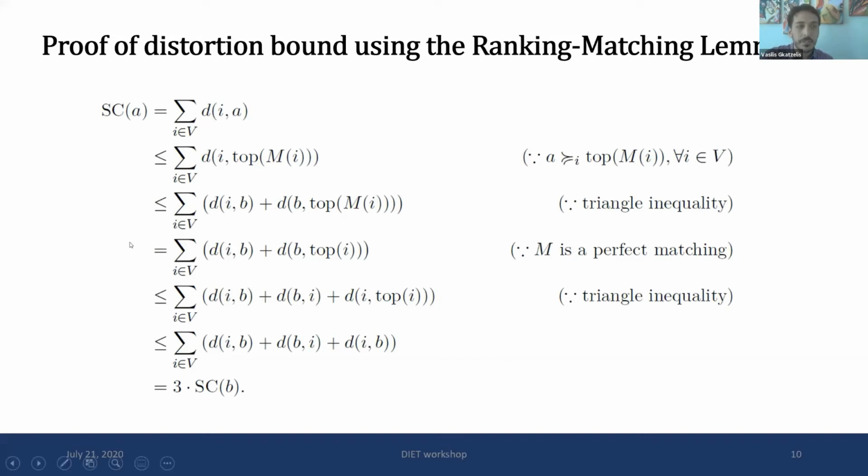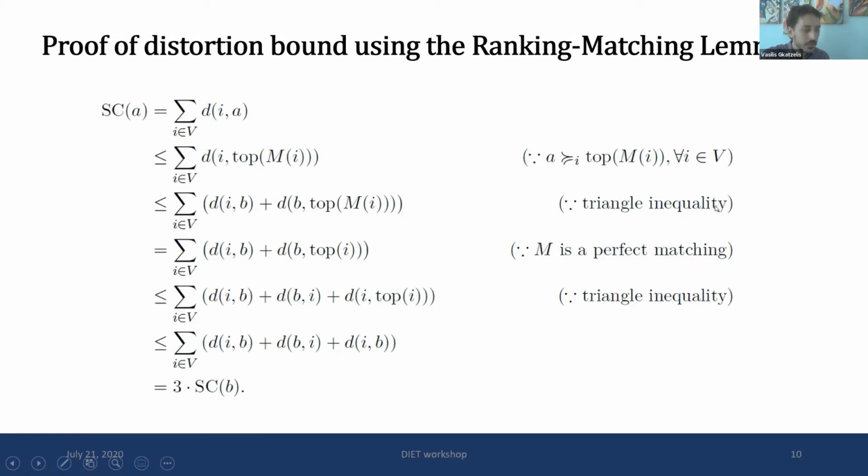So we start off and say, okay, the social cost of A, we just write it out. What is the social cost of A? It's the sum of the distances. This is upper bounded, and that's the first time we use the existence of the matching. We're saying the distance from i to A is less than or equal to their distance from the top option of the person they're matched to. That's the definition of an edge existing there, right? If there's an edge there, it means that i prefers A to the top option of their match.